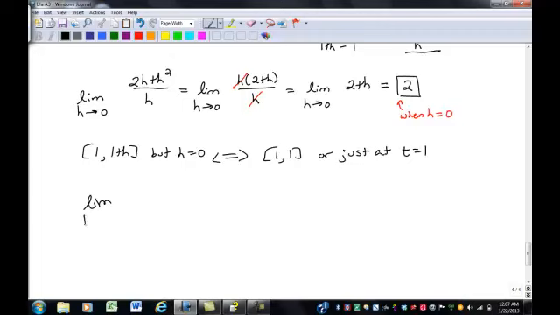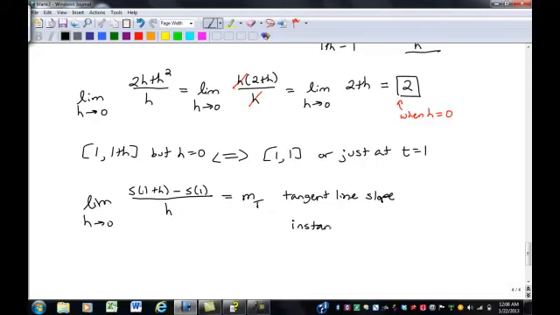So what we've done is we've taken the limit as h goes to 0 of s of t plus h, because that's what we plugged in, t plus h, minus s of 1, this was 1 plus h, over h, and this gave us our tangent line slope. Which is called the instantaneous velocity.